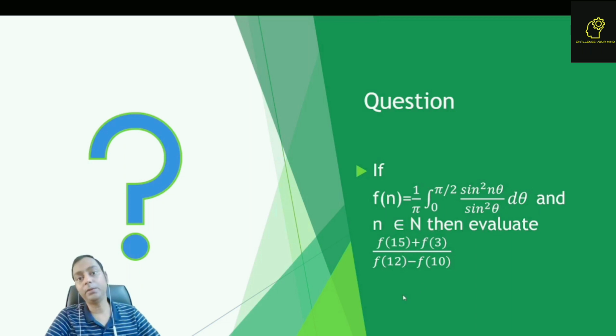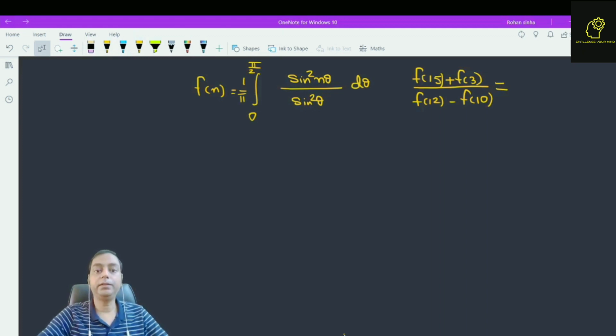Now I am going to give the approach to solve this problem. What is given? It is given that f of n is equal to 1 upon pi, integral from 0 to pi by 2 of sin square n theta whole divided by sin square theta, and we need to find the value of f of 15 plus f of 3 divided by f of 12 minus f of 10.